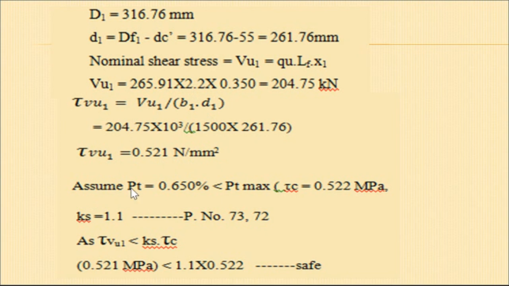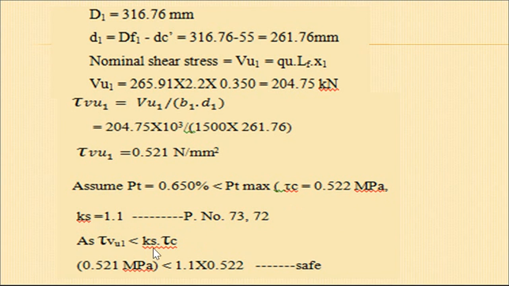Assume the percentage of steel. Here in case of footing we take a higher percentage, but it is less than Pt max. So we can consider 0.65%. From Table number 19, page number 73, we get the tau c value 0.522, depending on the grade of concrete, and Ks is equal to 1.1.